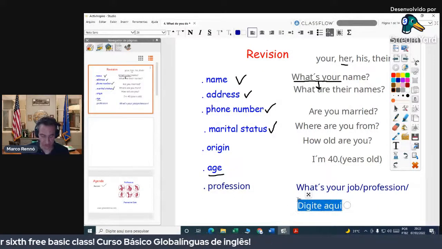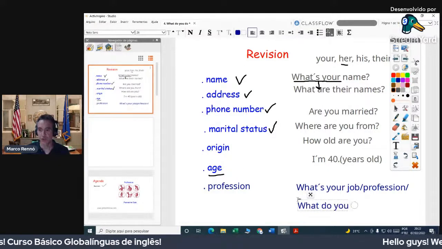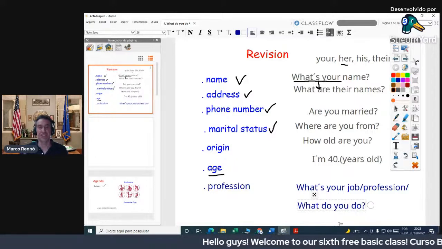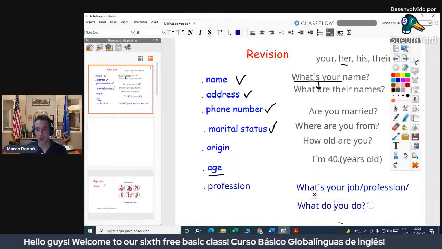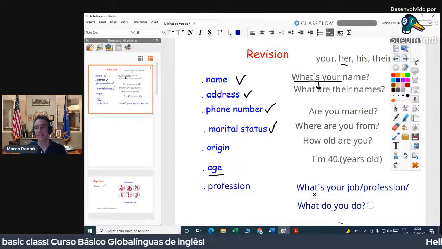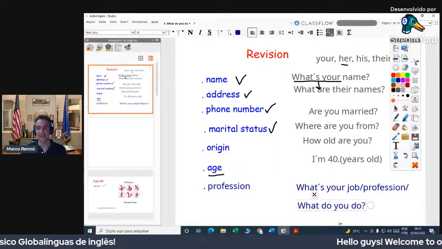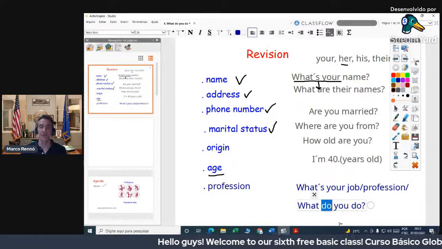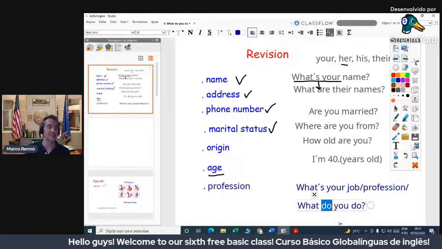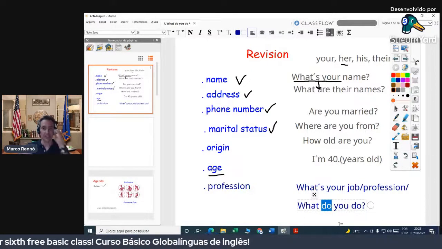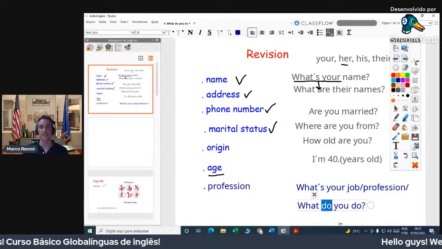What do you do, right? What do you do? We are asking here, what do you do in Portuguese, right? I would translate to Portuguese because there are 2 do's here. Do and do. What do you do? O que você faz? This is the main verb, and this is the auxiliary verb. So we study this in unit 7. Curso Básico Globalínguas, unidade 7, nós estudamos esse do na pergunta, certo? Do e does.